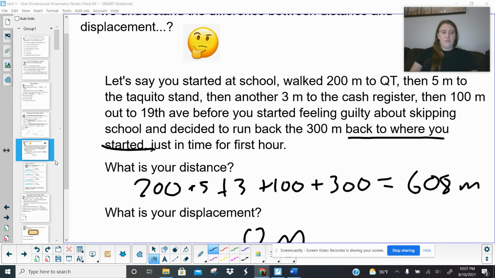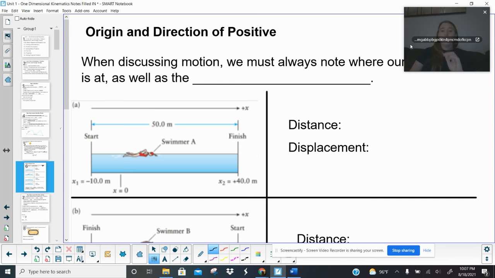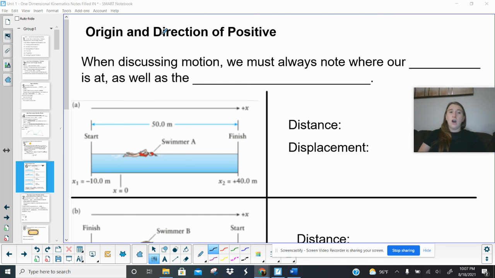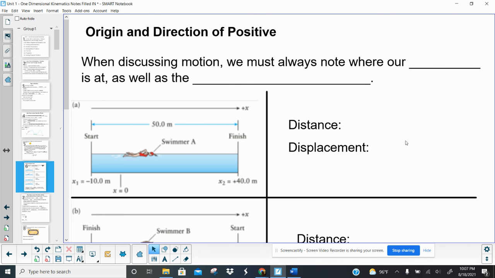Very important to understand the difference between those two. If they're asking for distance, or if they're asking for displacement, you have to pay attention to that. Now, something else you'll have to pay attention to is where our origin is going to be placed and the direction of positive. What this means is, we can actually choose our direction of positive.